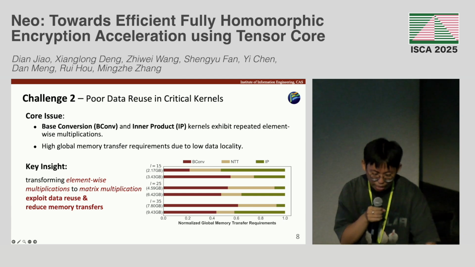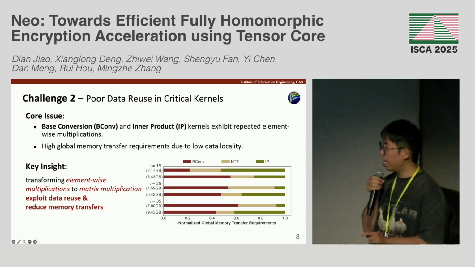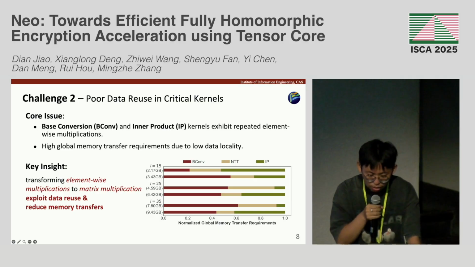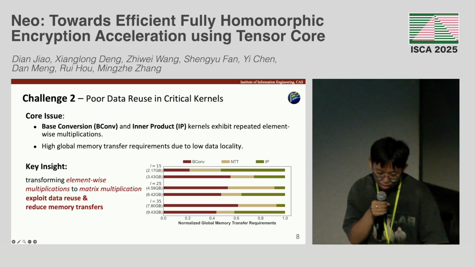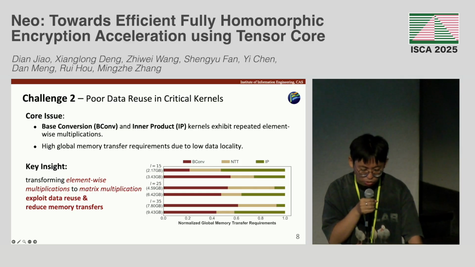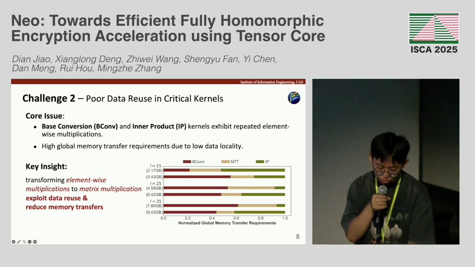Since base conversion and inner product involve element-wise multiplication and accumulation, we realized the computation can be transformed into matrix multiplication. Matrix multiplication has good data locality, and in this way, we can enhance data reuse.